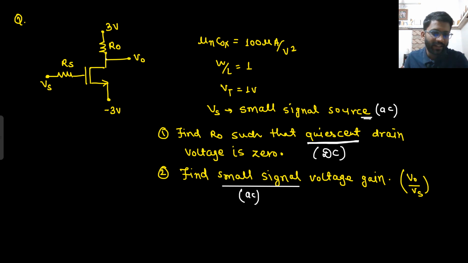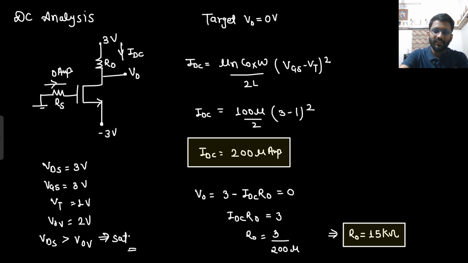Is that biasing correct? Yeah, this is correct because we saw here that it is perfectly working in saturation region. The current is also coming. He wanted to make drain voltage 0, so R naught is 15 kilo ohm. If he had said that I want my drain voltage to be minus 2, then what will be VDS? If he wanted drain voltage to be minus 2, then what would have been your VDS value? That would be 1 volt. And if it was 1 volt, then it would not go into saturation, it would go into linear region, then it would not work as an amplifier. Are you getting this point?